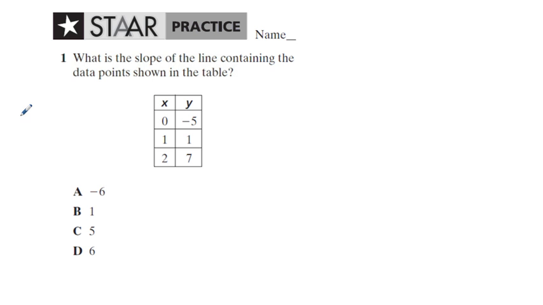Let's go over this. What is the slope of the line containing the data points shown in the table? So we can, as we've done in these other examples, draw between 2 points, little arrows or V's. We have 7 minus 1, which is 6 on the right side. We have 2 minus 1, which is 1 on the left side. So our m is going to be our change on the right-hand side over our change on the left-hand side, which is going to be 6. So our correct answer is D.